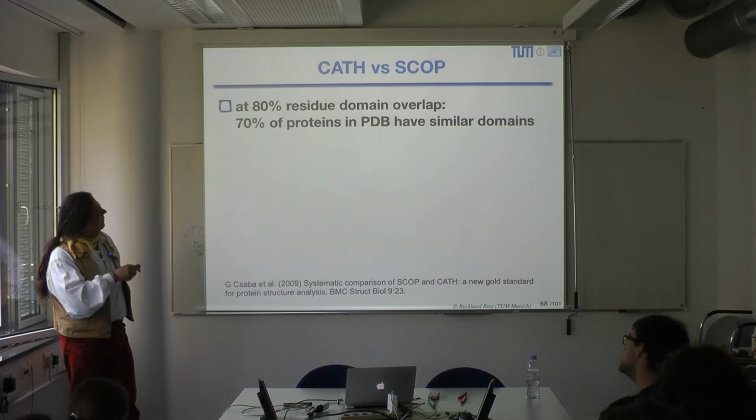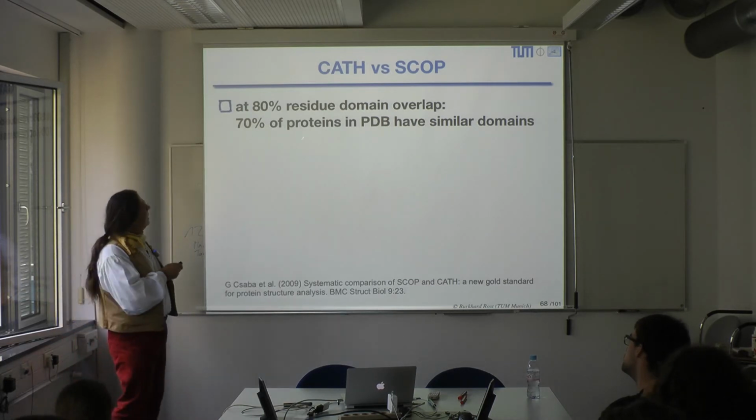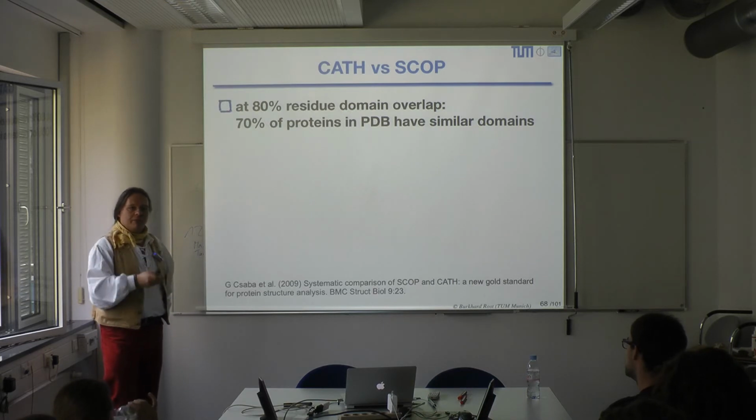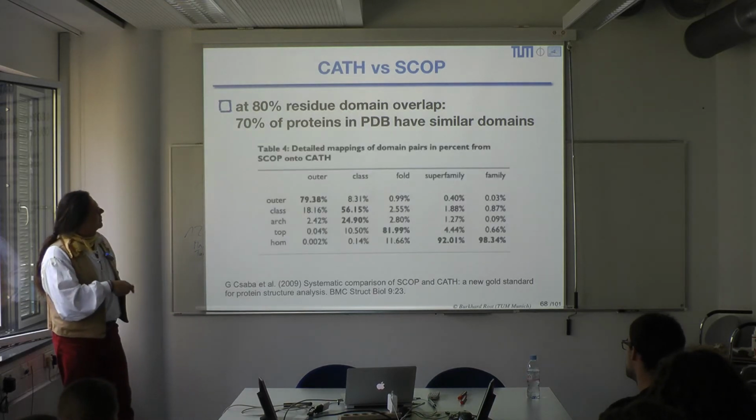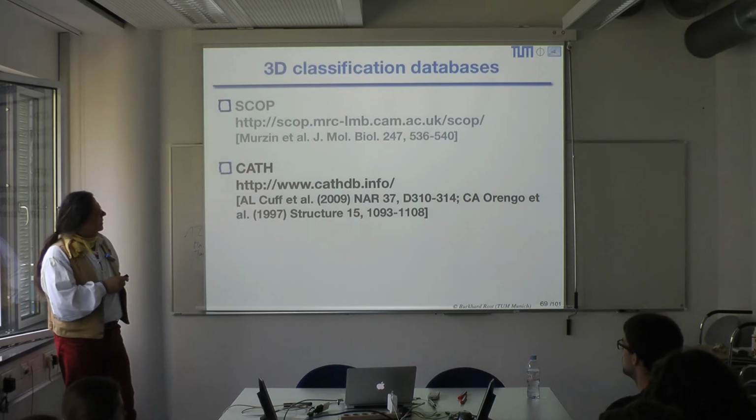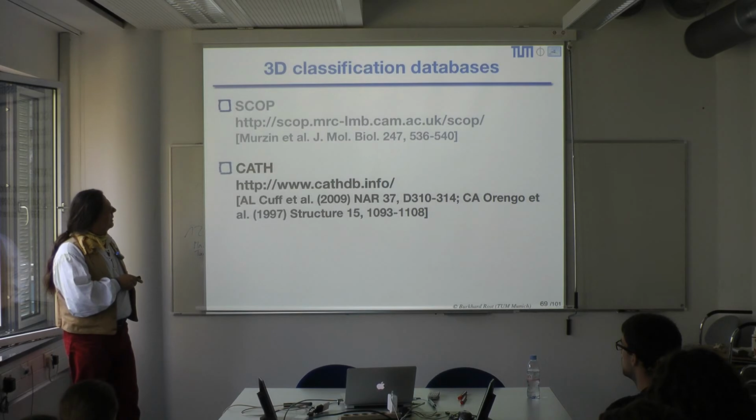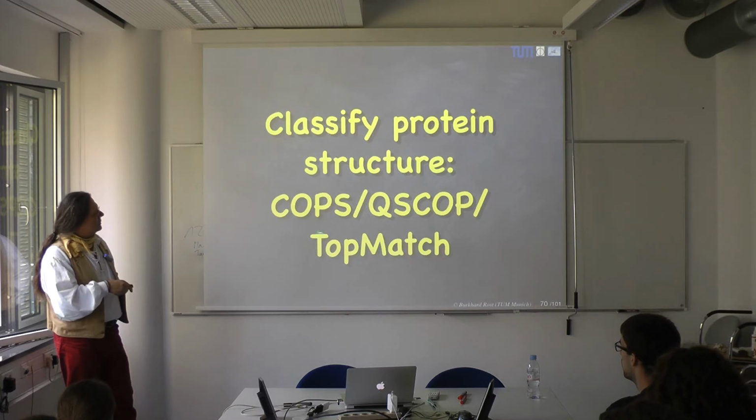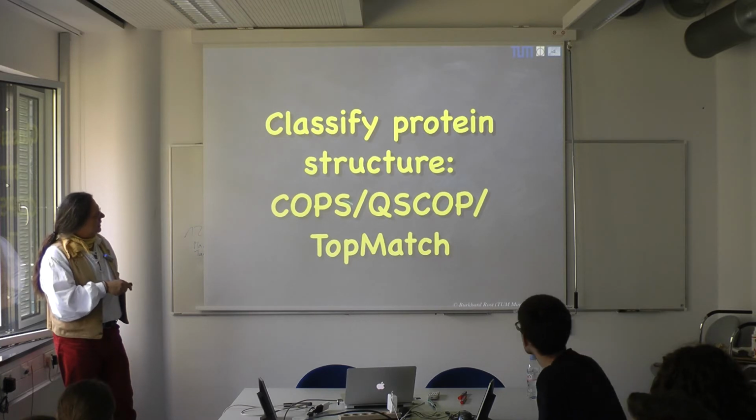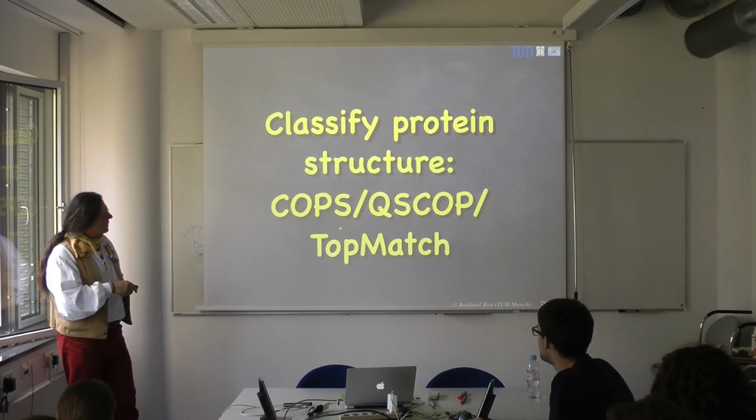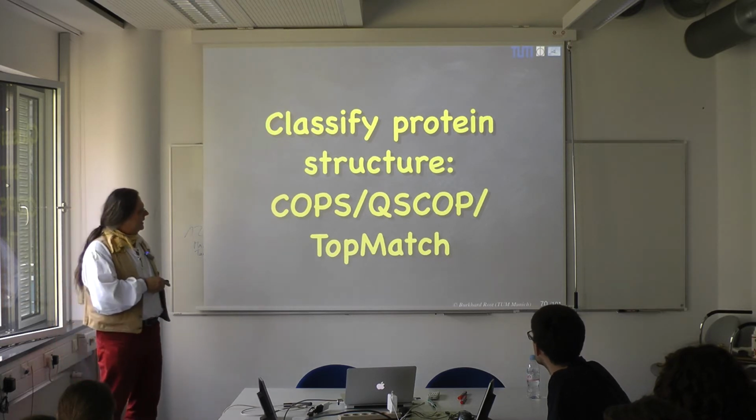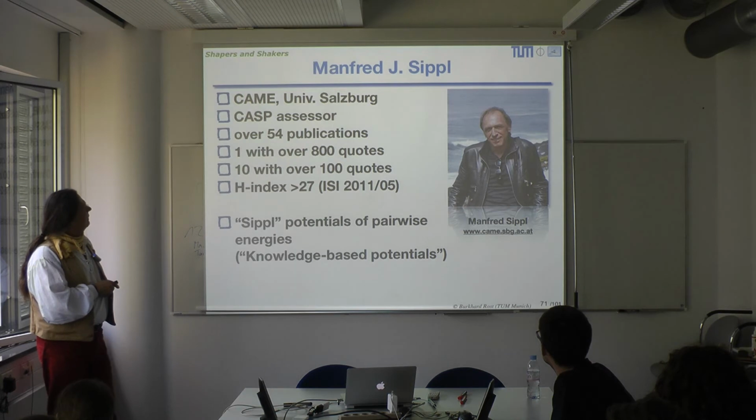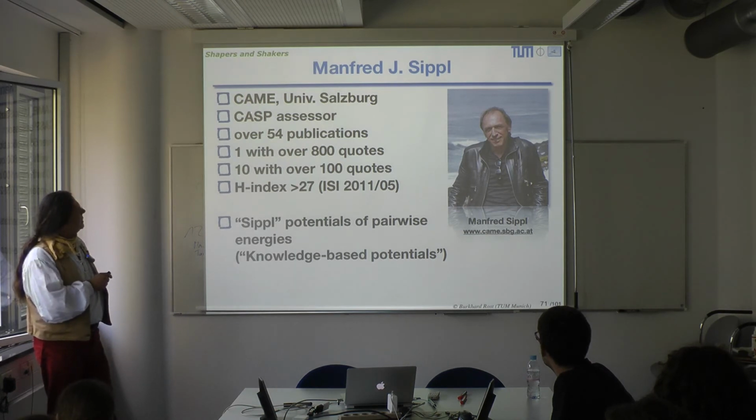There are some thresholds, more or less arbitrarily defined, when you call things same domain, same superfamily, not. And you sort of build up one by one these large CATH families. Here is a method, a set of methods that initially was called COPS, QSCOP, and that is the quantitative SCOP. COPS, the classification of protein structures. Top match has a meaning too. Underneath is Manfred Zippel, came at the University of Salzburg. He's also CASP assessor.